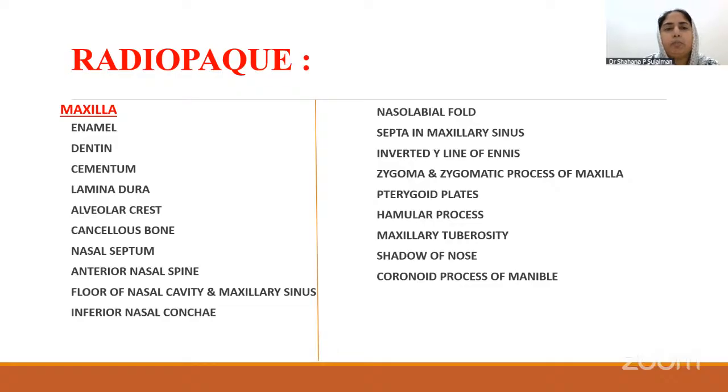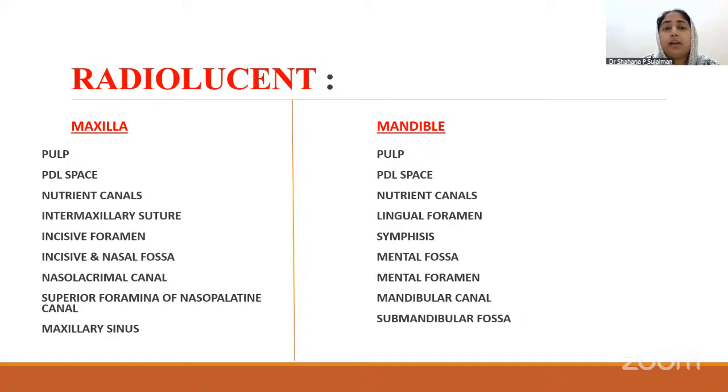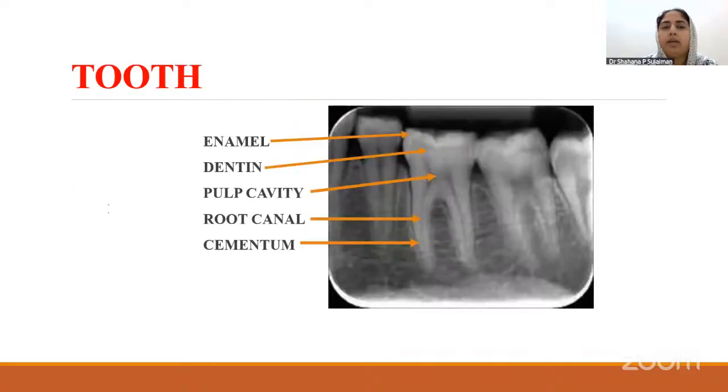These are the radiopaque landmarks seen in the mandible. Apart from the tooth structure, we have the genial tubercle, ridges and the inferior border of the mandible. These are the radiolucent anatomical landmarks seen in maxilla and mandible. Now coming to each anatomical landmark in detail, first of all we'll go with the tooth.